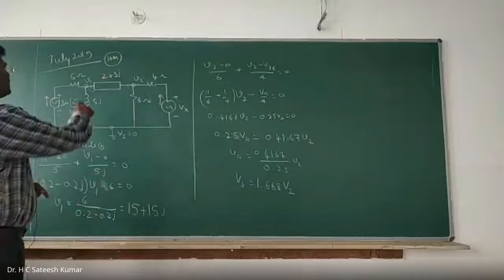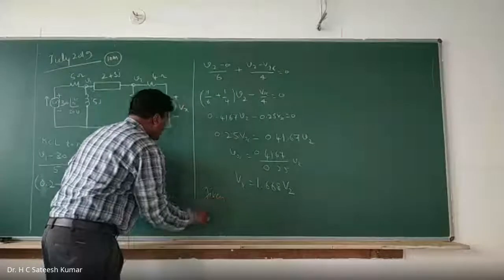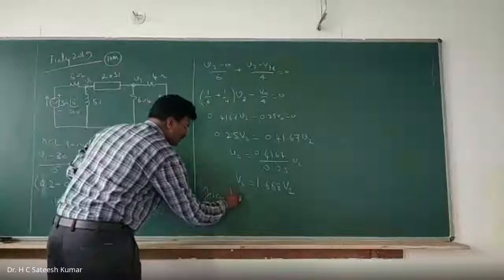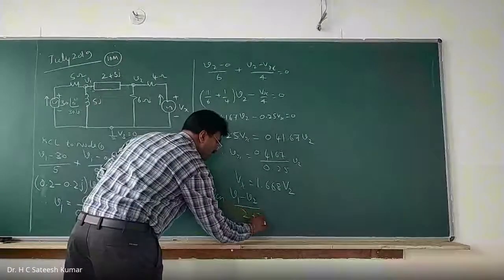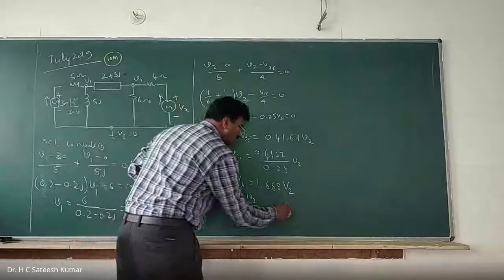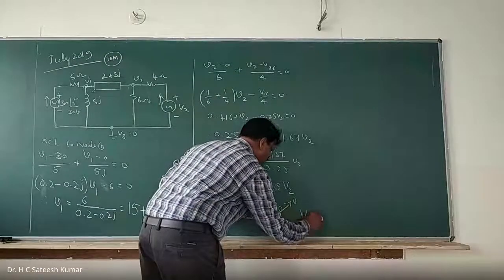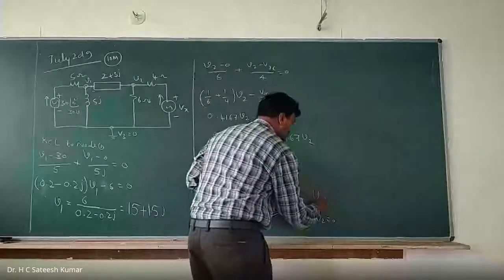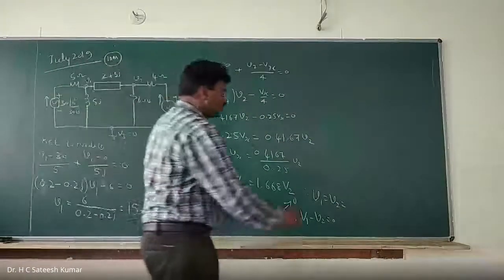Now, we got Vx in terms of V2, but what is V2? The current flowing through the 2 plus 3j element is 0, as given in the network. The current is V1 minus V2 divided by the impedance 2 plus 3j, which is equal to 0. Cross multiplied, V1 minus V2 is equal to 0. Therefore, V1 is equal to V2, which is 15 plus 15j.